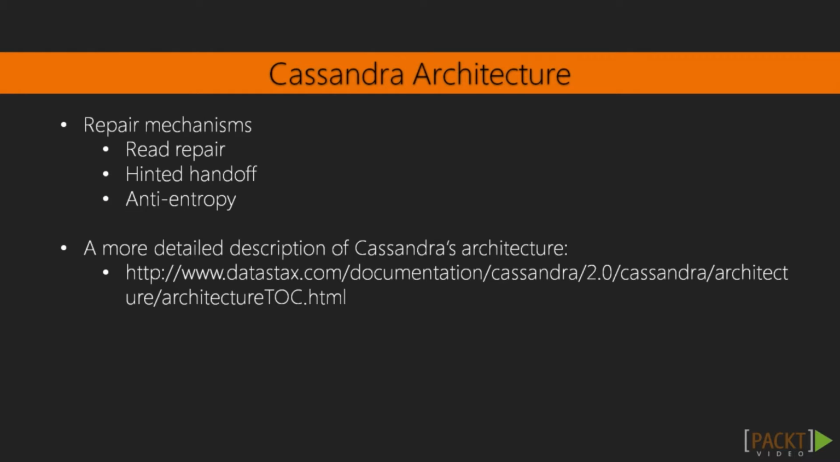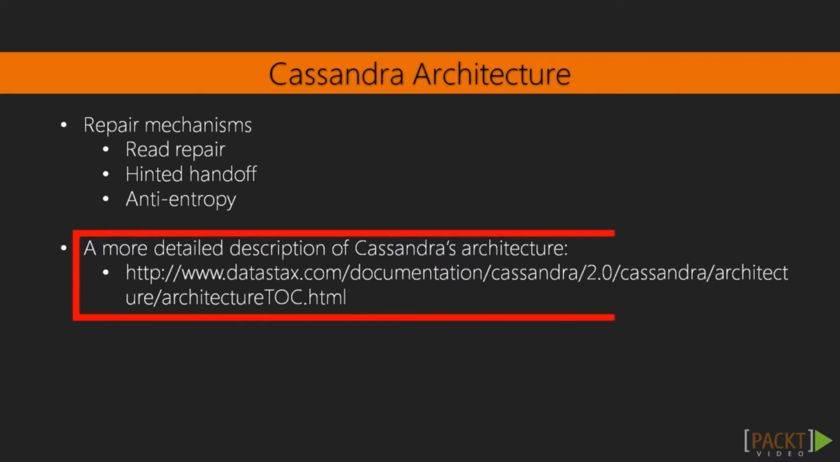Cassandra also provides 3 repair mechanisms to tolerate failures. Read repair and hinted handoff are done by Cassandra internally and automatically. Anti-entropy is run by administrators manually. You may refer to the link shown here for a more detailed description of Cassandra's architecture.